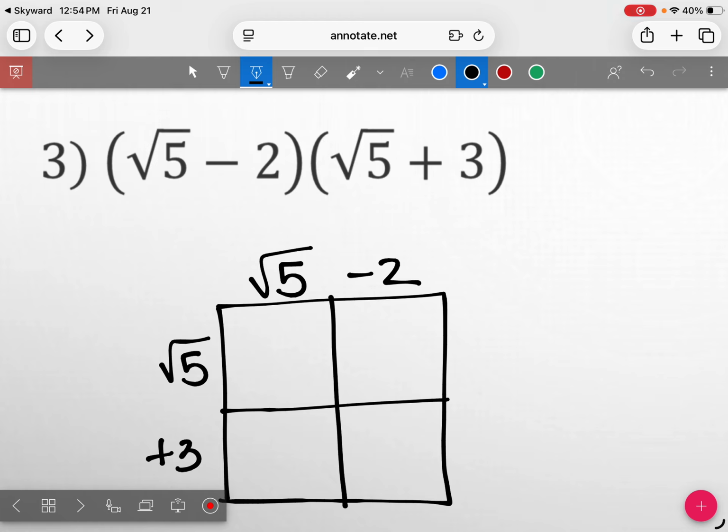All right, go ahead and fill in the 4 squares.